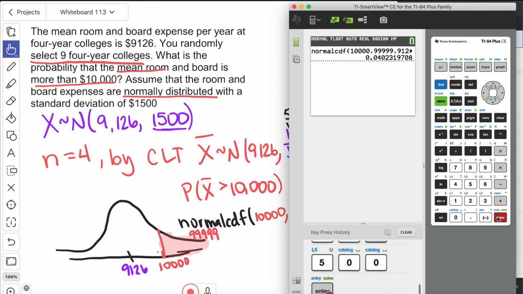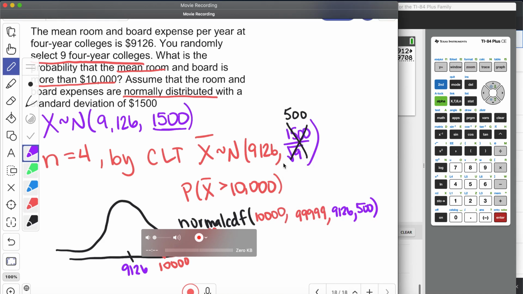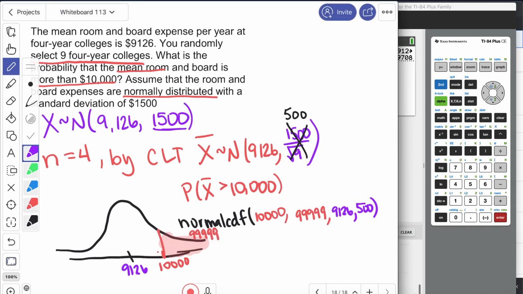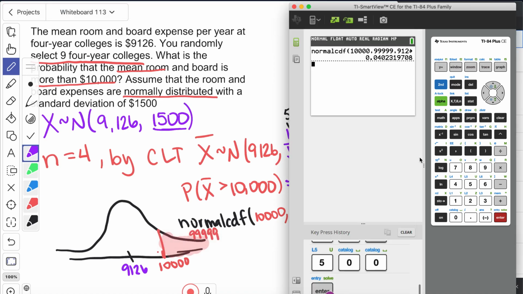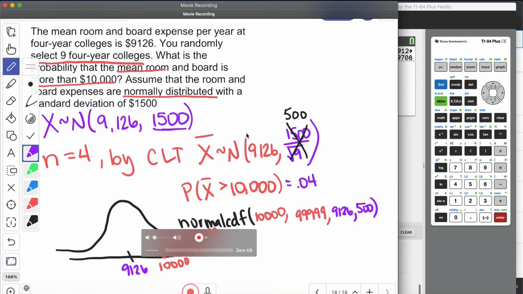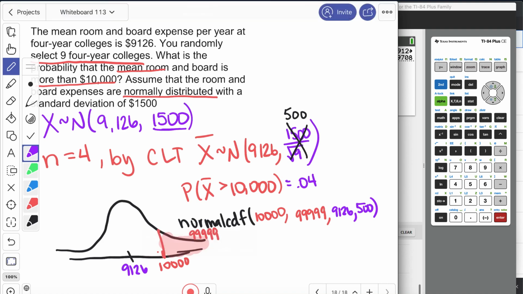I get that the probability of getting a sample that's greater than 10,000 is equal to 0.04, about 4%. That's what this is saying. And again, here's how you can look at it. If the average cost for college is $9,126, then most of the colleges that I pull should be around this value. This is the true price.